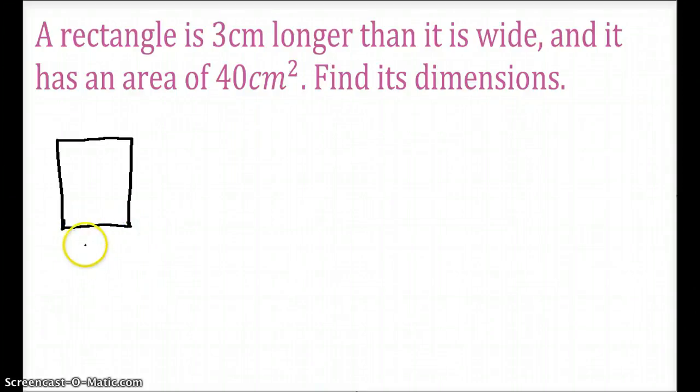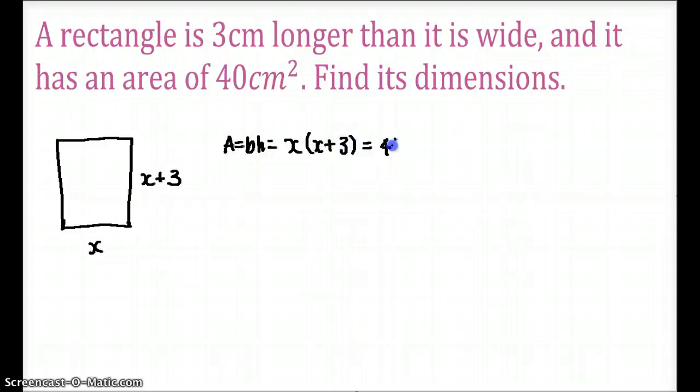So let's say its width is x centimeters. Then its length would be 3 centimeters longer than it, and it has an area of 40 centimeters squared. To find the area, area equals base times height. So we're going to do x times (x plus 3), and this equals 40. And we are going to multiply this out. So we have x squared plus 3x equals 40.